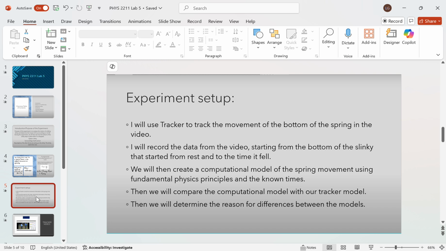I will use Tracker to track the movement of the bottom of the spring in the video. I will record the data from the video, starting from the bottom of the Slinky that started from rest to the time it fell. We will then create a computational model of the spring movement using fundamental physics principles and the known times. Then we will compare the computational model with our tracker model, then determine the reasons for differences between the two.